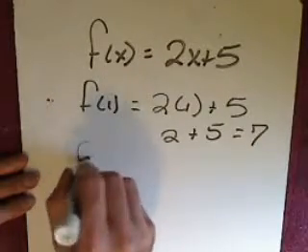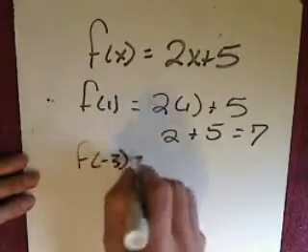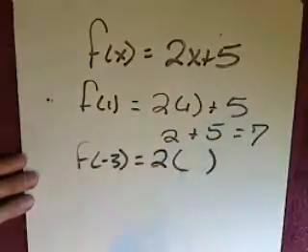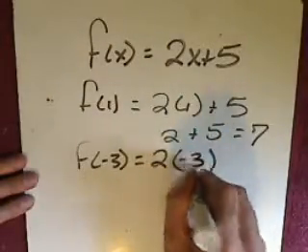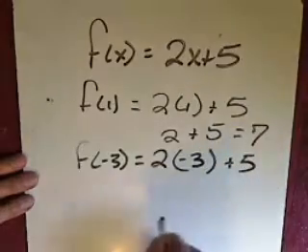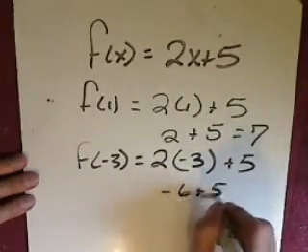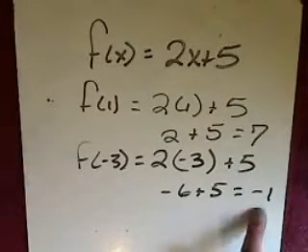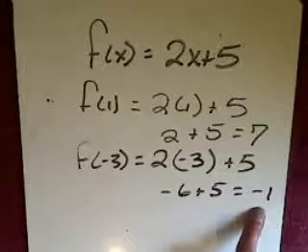How about another number? How about f of negative 3? Same thing. 2 times blah, that's our input value, negative 3, plus 5. Negative 6 plus 5 is negative 1. So f of negative 3 is equal to negative 1.